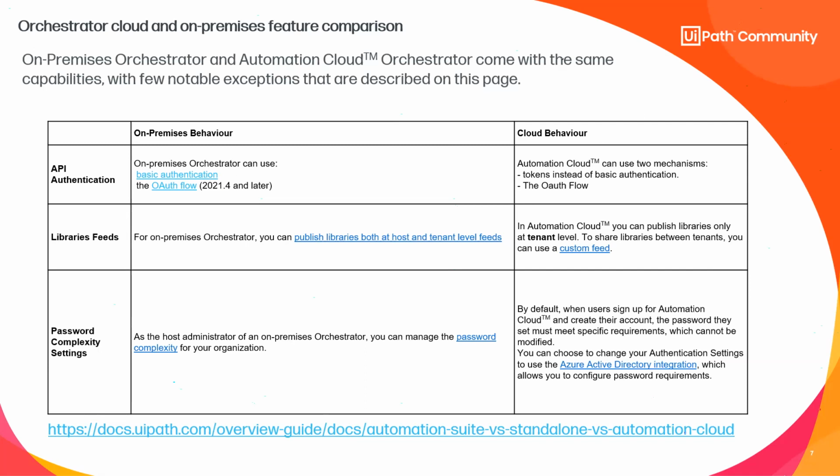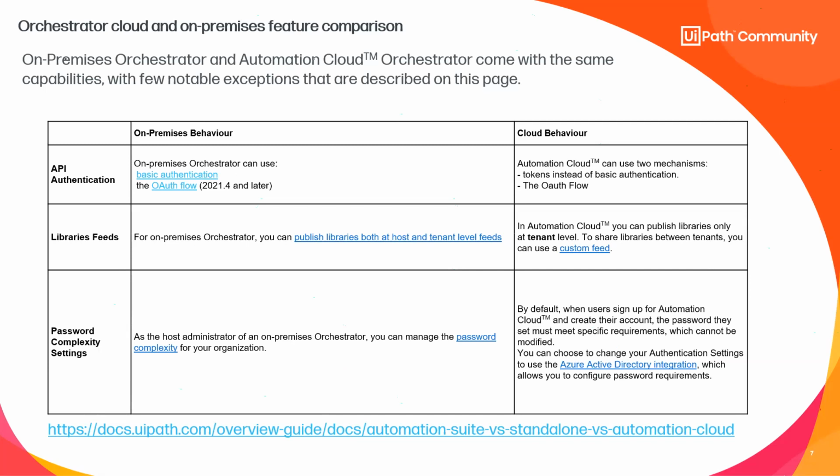But when it comes to usage and authentication, there is a slight difference between on-premise and cloud. On-premise supports basic authentication along with OAuth, but in cloud, basic authentication may not be possible. You have to go by either token-based or OAuth flow. And the second difference is that we are creating a lot of libraries, right? For our organization's internal usage.